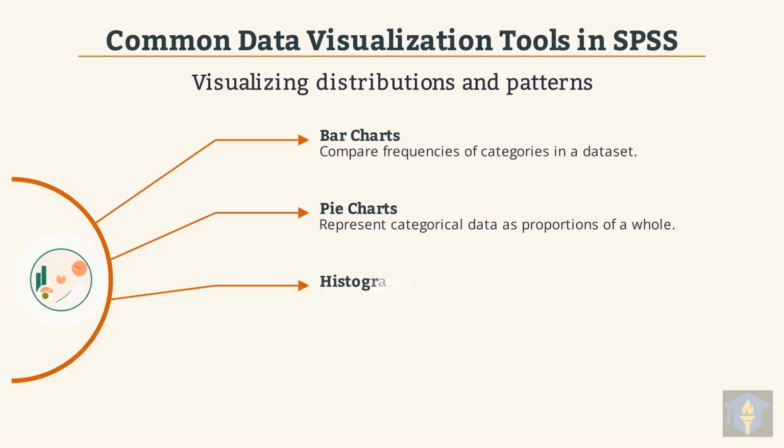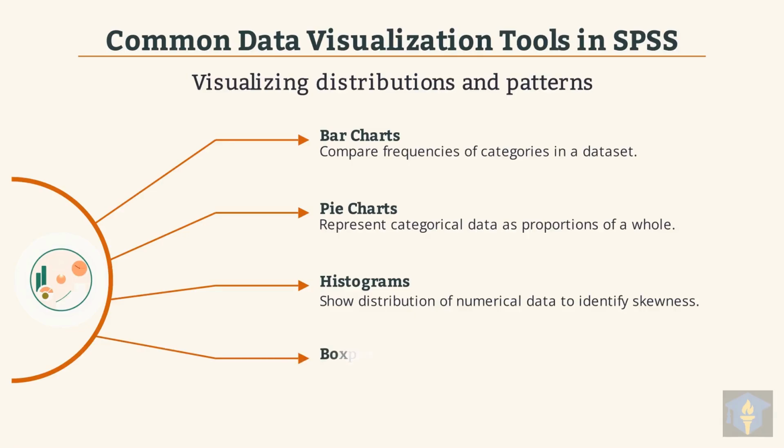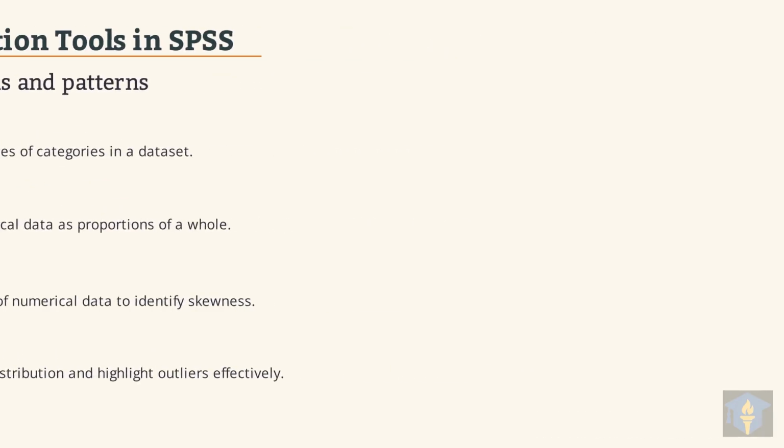Then, we'll cover histograms, which are essential for understanding numerical data distributions. Histograms show the distribution of numerical data, helping us identify skewness and overall shape. Finally, we have box plots, a very powerful tool for summarizing data visually. Box plots summarize data distribution, highlight central tendency, spread, and effectively pinpoint any outliers.